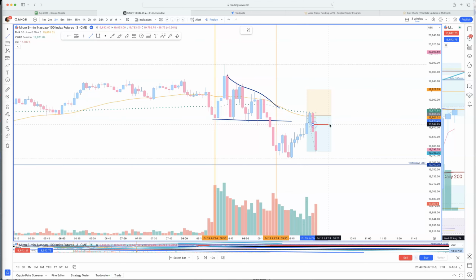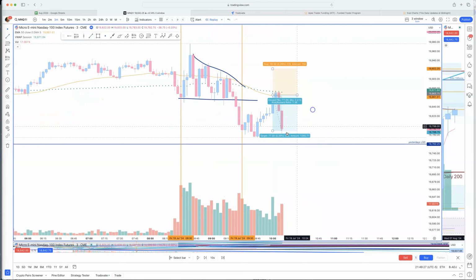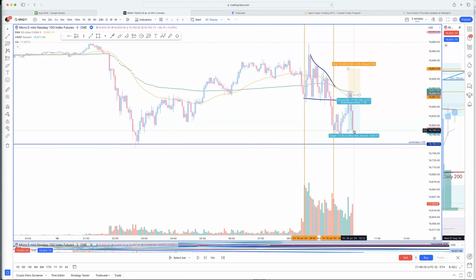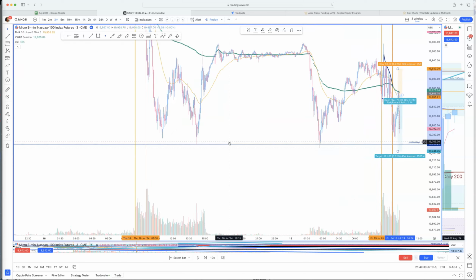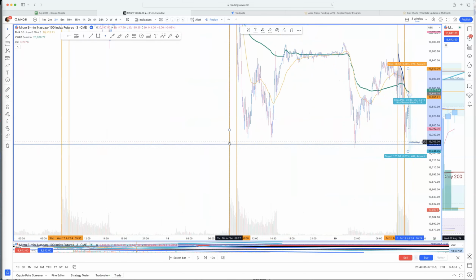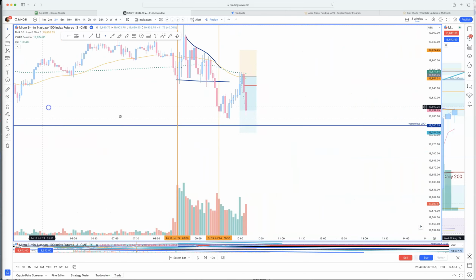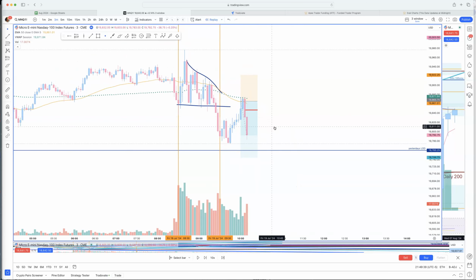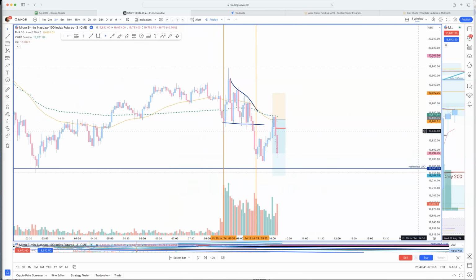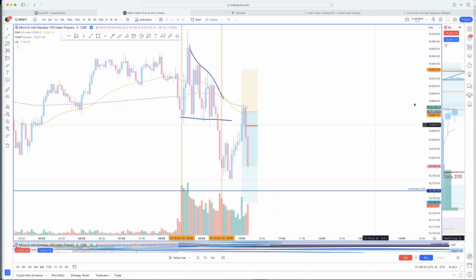I'll put the stop up here. I'll leave a runner and let's see its target. I don't know, right here. Or those lines that I deleted them. It doesn't matter. Okay. Let's see if we can get a little bit more on this trade.